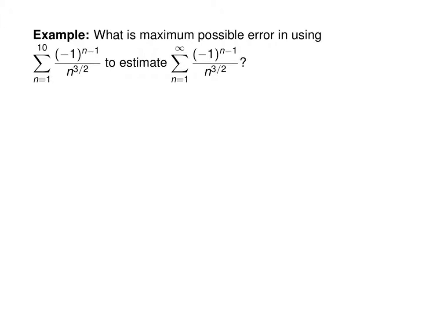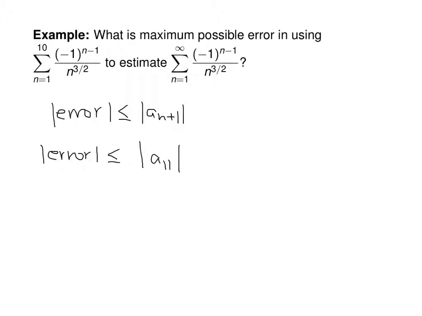And the alternating series test also gave us a great way to estimate error. What this said is that the error was less than or equal to the next term that you left off. So for this particular example, the absolute value of my error, since I summed the first 10 terms, is less than or equal to the absolute value of the 11th term, which is 1 over 11 to the 3 halves, which you could get a decimal for, but that's the same thing as 1 over 11 square root of 11.